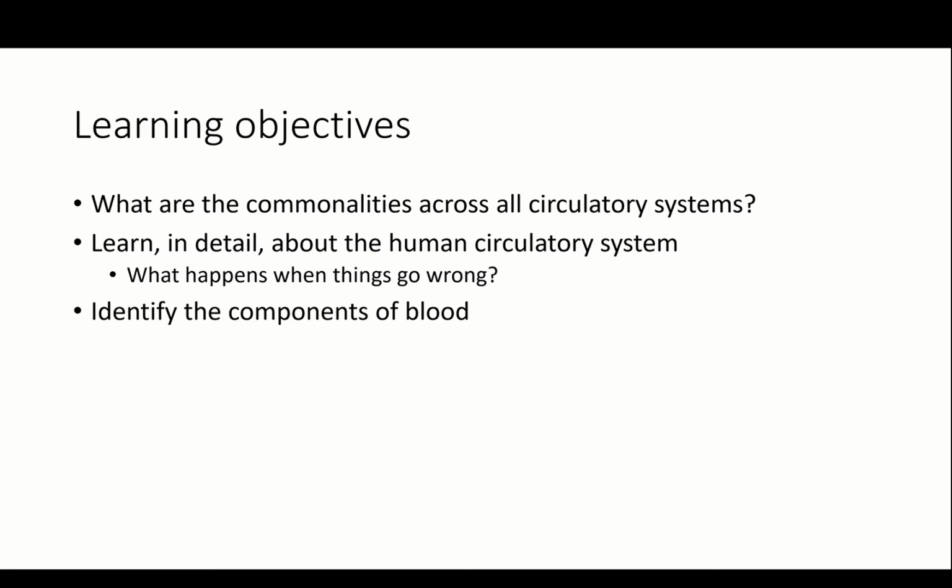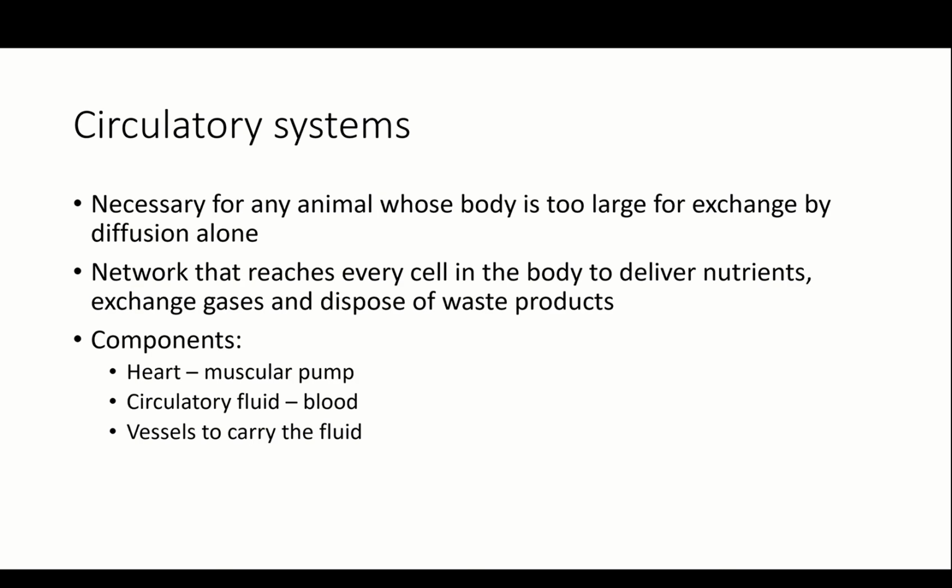The learning objectives begin with, we want to make sure that we talk about the commonalities that you see across all circulatory systems. Then we will learn in detail about the human circulatory system, including what happens when things go wrong, like a heart attack or a stroke. And then we will identify the components of blood. We will also spend some time talking about the interaction, once again, between the respiratory system and the circulatory system, because they really do go hand in hand.